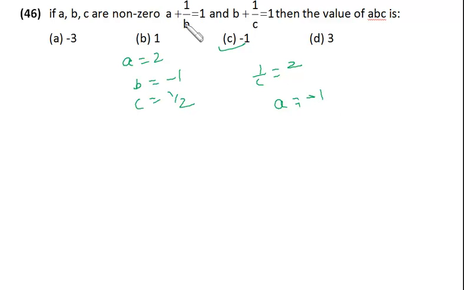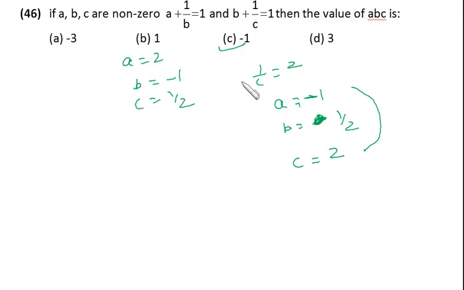So in that case, 1 upon b is equal to 2. That means b is equal to 1 by 2, right? When a is equal to minus 1, b is equal to 1 by 2. Then 1 upon c is equal to 1 by 2, that means c is equal to 2. If once again you multiply all these three, you'll be getting the same value as minus 1.